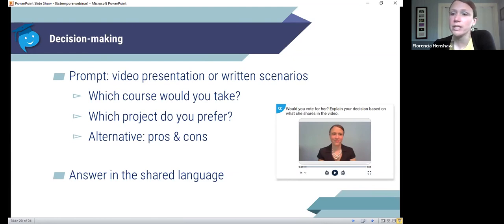As an alternative, if for some reason your learners are not going to feel comfortable choosing one or making a decision, you can also have them simply state in their opinion what are the pros and cons of each one.